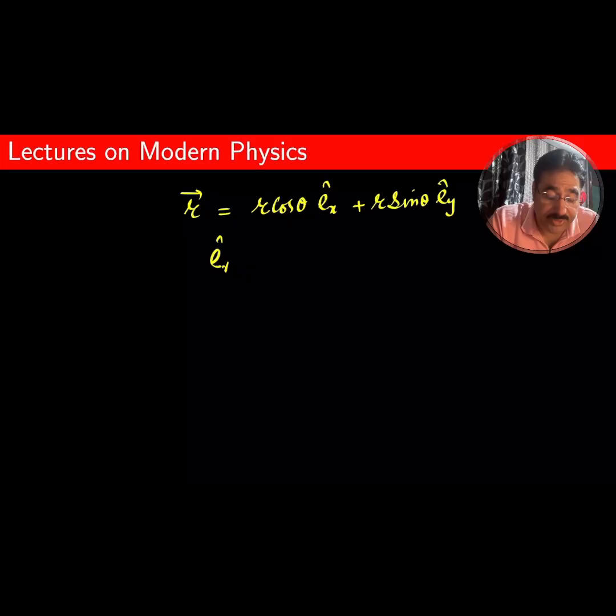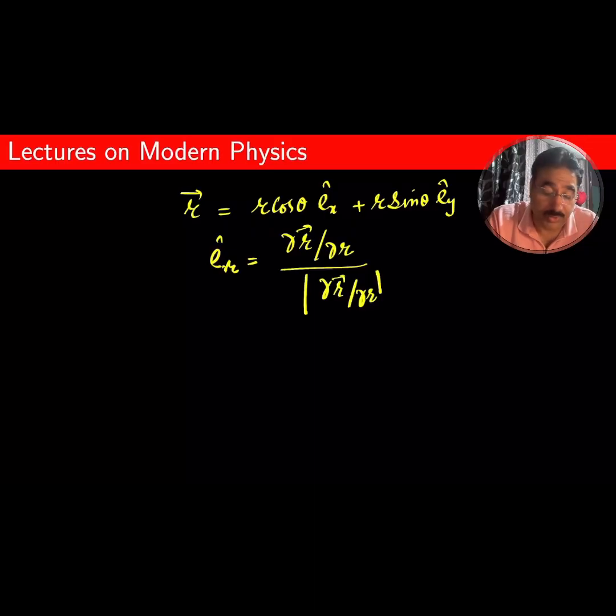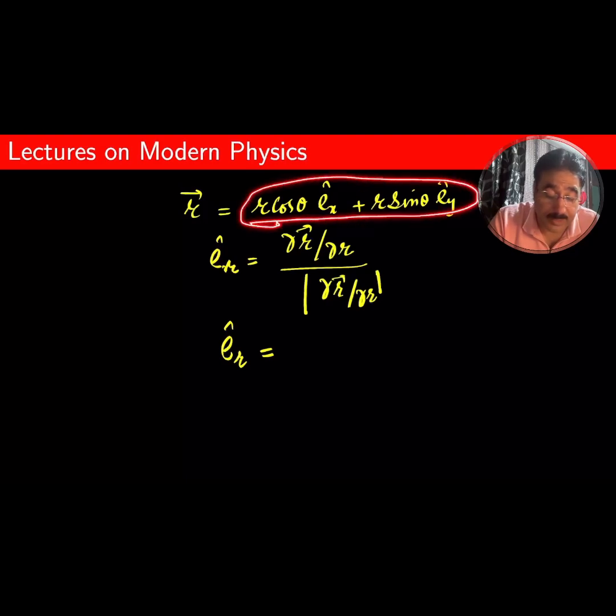Now er, by definition, that is the definition of a unit vector: you find how the position vector changes with respect to that coordinate, divided by the magnitude of this particular quantity. So in order to find any unit vector, what I will do is differentiate the position vector with respect to that coordinate and divide by the magnitude. So in that case, to find er, I differentiate this equation partially with respect to r. So now theta is constant.